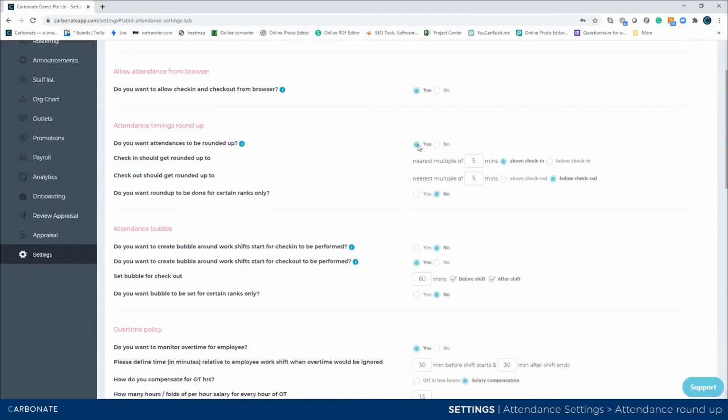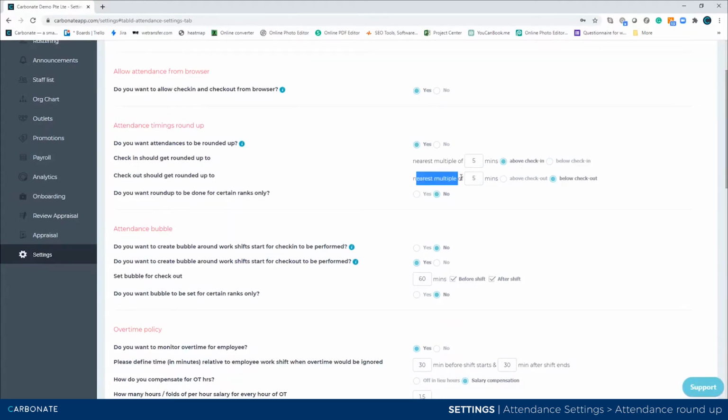So round up, if you say yes, the system will say, okay, what is the multiplier? Now you guys need to understand this. This is about the check-in roundup or round down. This is check-in and check-out both. So what happens is, a 5 minutes multiplier means I have checked in at 9:03. The system will say it is 9:03, but it's going to be rounded up to 9:05. Okay, above the check-in time.